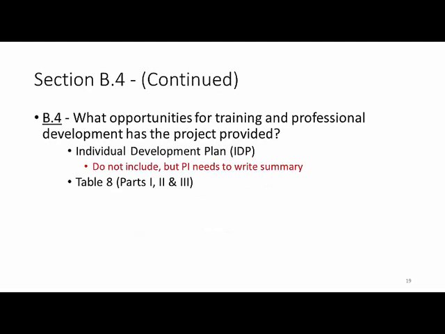trainees are supposed to have what they call an IDP, which is an individual development plan, with their mentor. They're supposed to meet with their mentor, I believe it's once or twice a year, and develop some sort of plan, career path for them. That is something that is kept between the individual and the PI. You don't actually submit the IDPs with the RPPR. However, the PI needs to go there and summarize, okay, these were all done this year, and this is how great they are. Kind of almost boilerplate language, but they do need to summarize it and write a little paragraph.